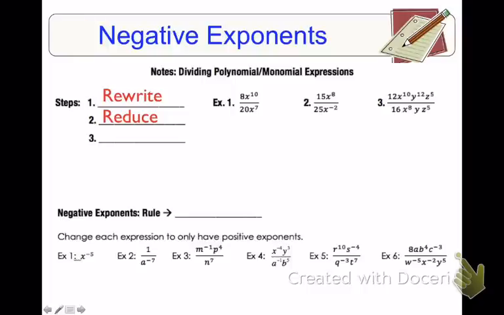Alright, so now that we've done problems 1, 2, and 3, let's talk about the third step, which we did not cover in any of these examples. That has to do with the negative exponent rule. So let's get into that. Whenever you have a negative exponent, you always want to make all negative exponents into positive exponents. So we do not want to have answers with negative exponents. So how do we do that?